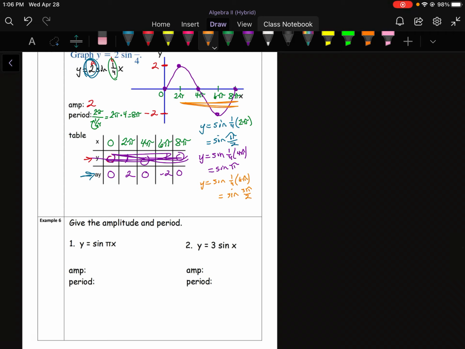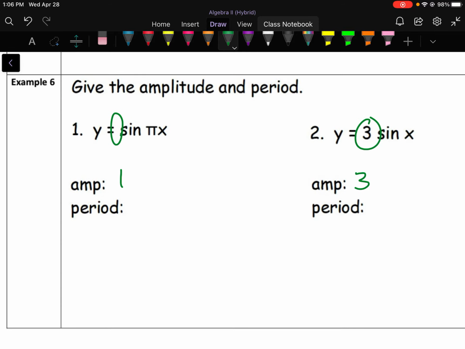So before we move on to cosine, which is very similar, it's not going to start in the same spot, of course, because sine of 0 and cosine of 0 are not the same thing. But let's first talk about amplitude and period just a little bit more. So if I give you a function y equals sine of pi x, hopefully the amplitude, there's no questions about that. It's the value out front, so it would be 1. Here it would be 3. To find the period, though, we have to do a little bit of work.